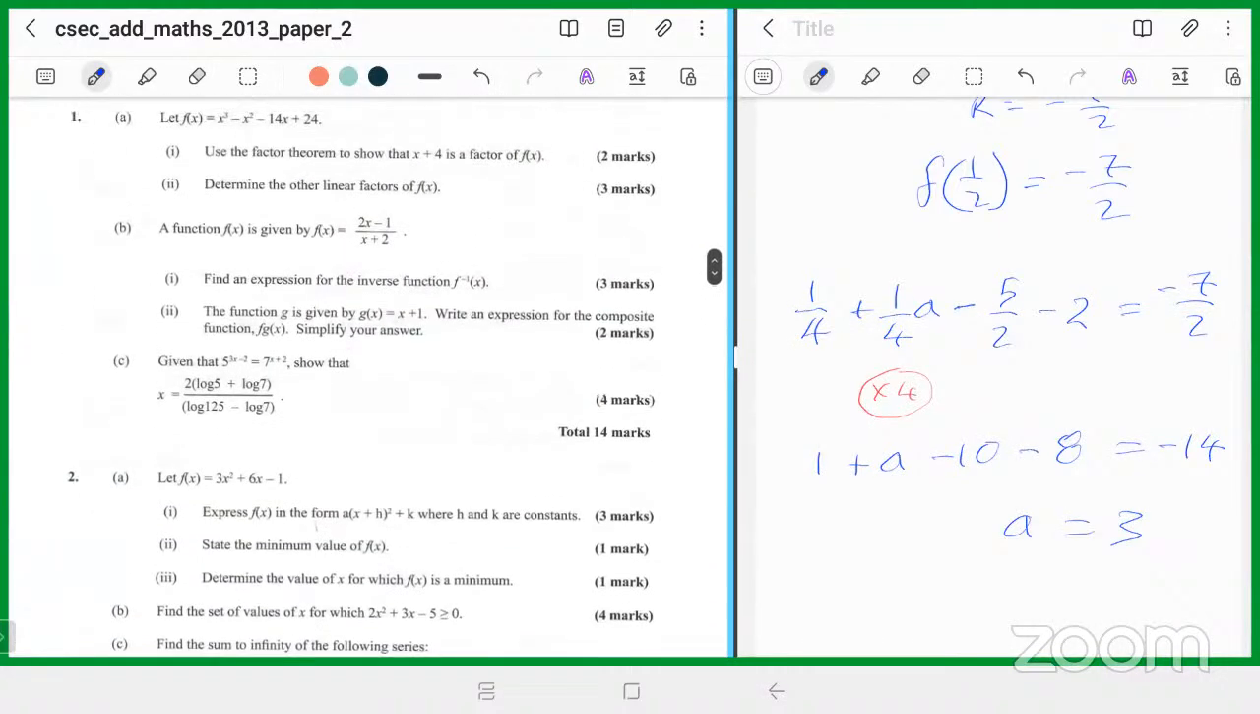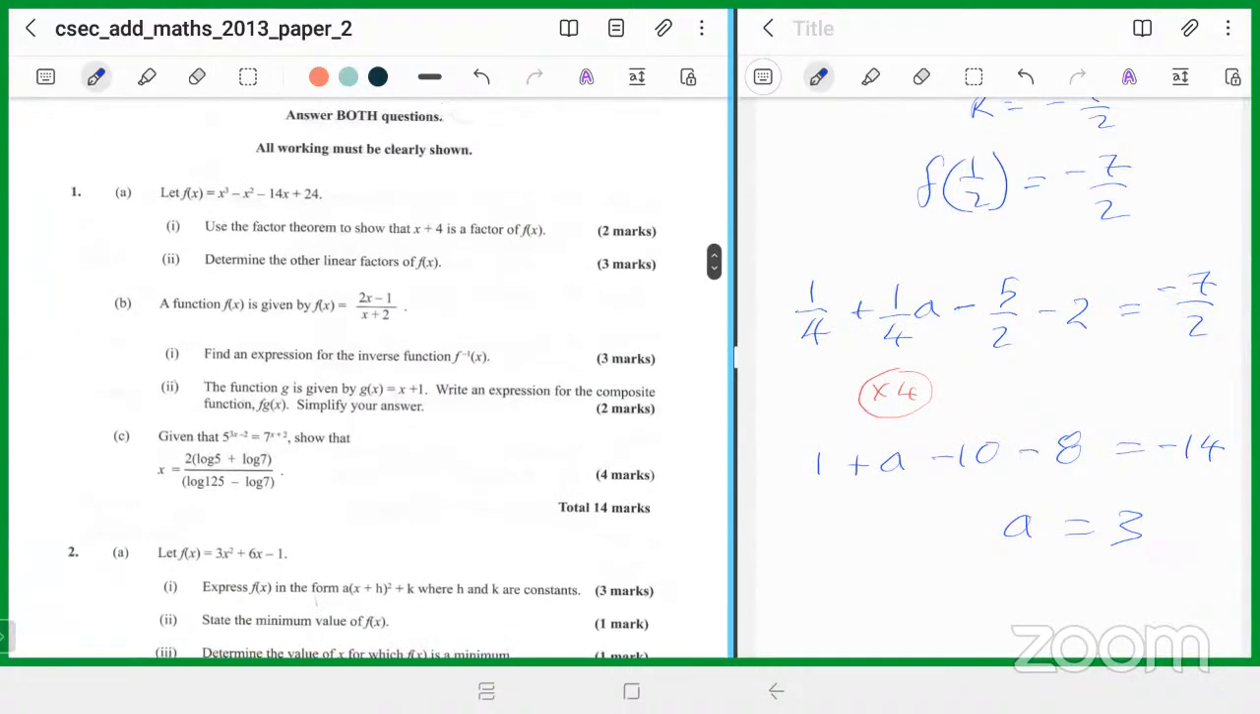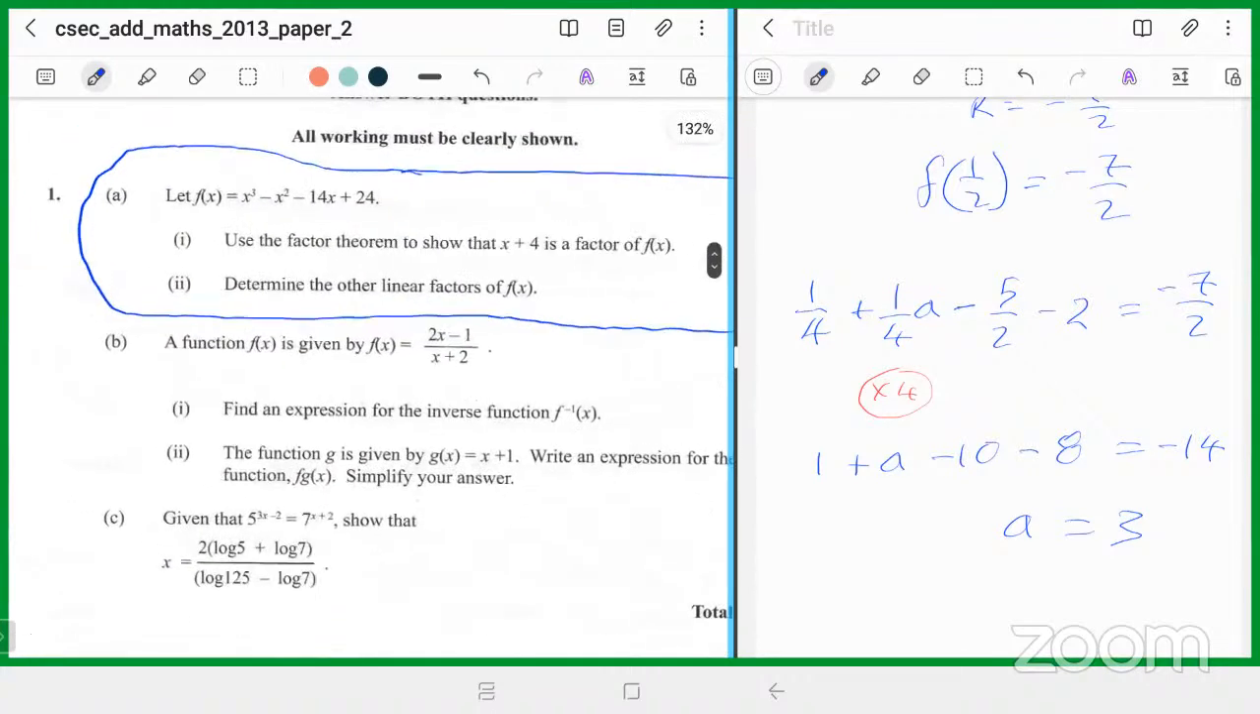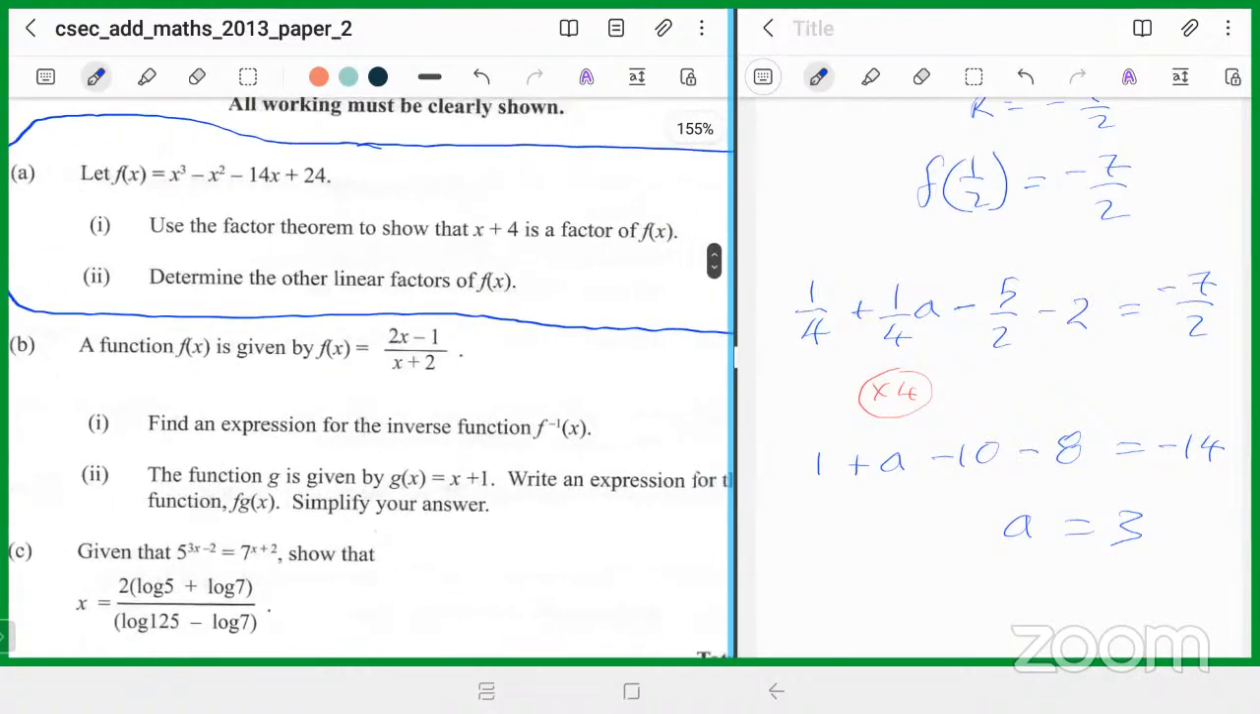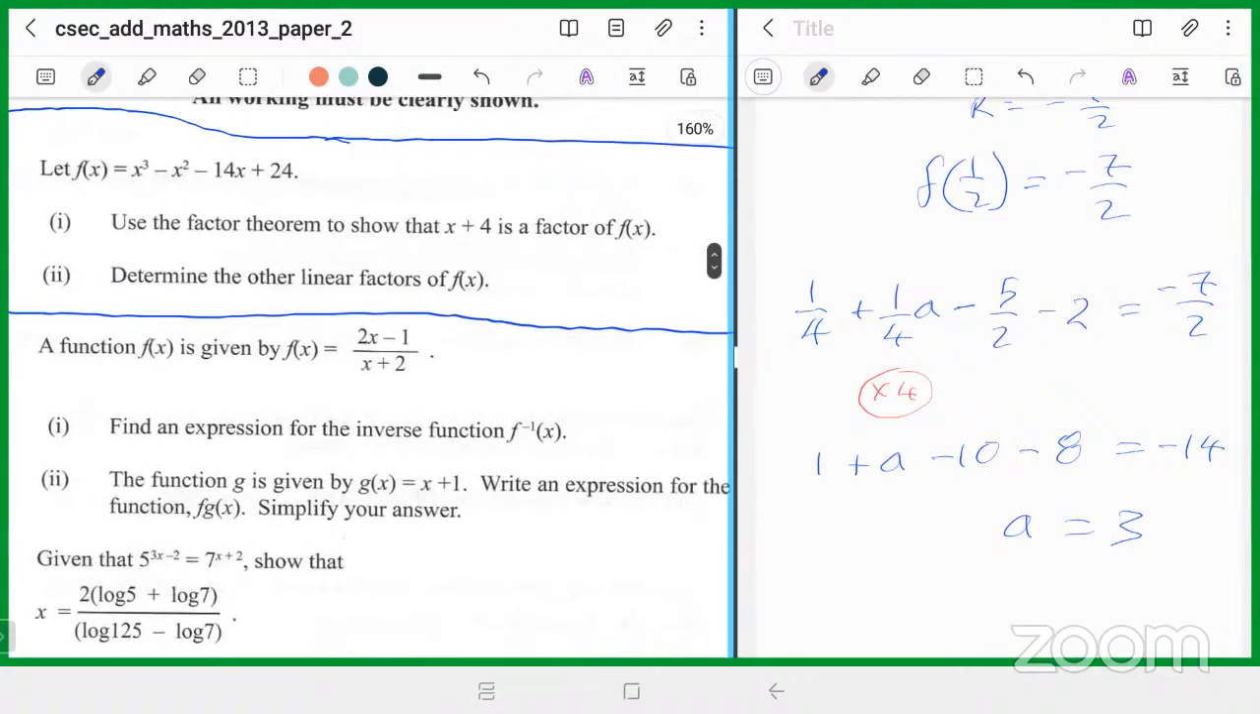All right. So let's look for the polynomial here now. The polynomial is right here. This is a polynomial, part E. 5 marks for the polynomial. Let's look at it. It says, given this polynomial function, use the factor theorem to show that this is a factor. It's quite simple. If this is a factor, then f of negative 4 will be equal to 0. That's what we need to show.